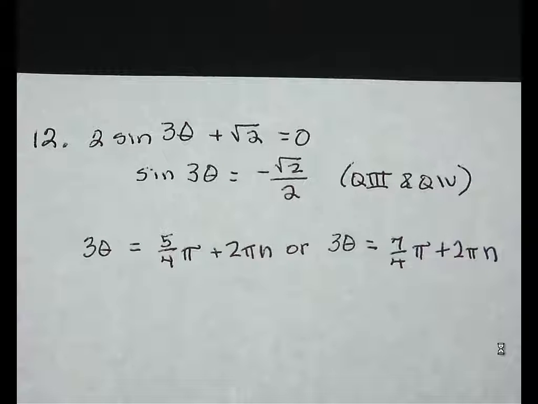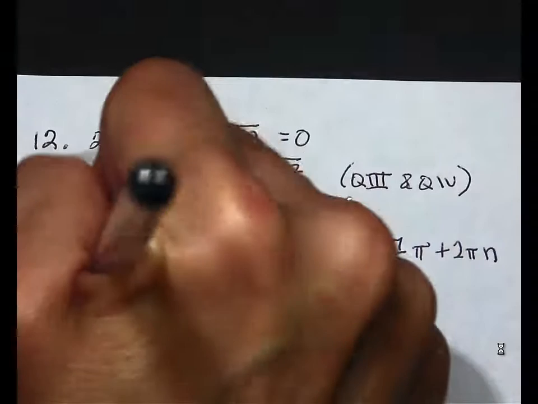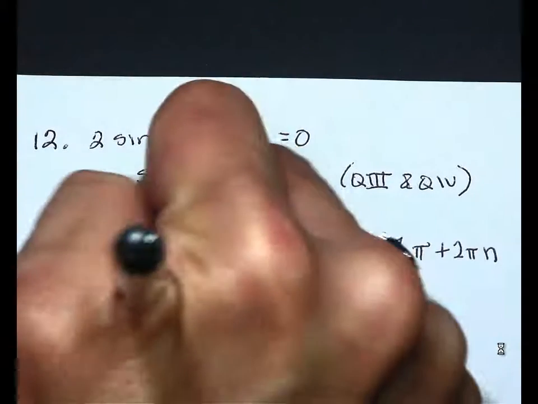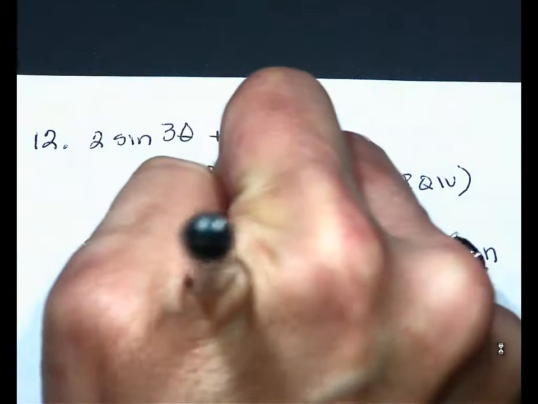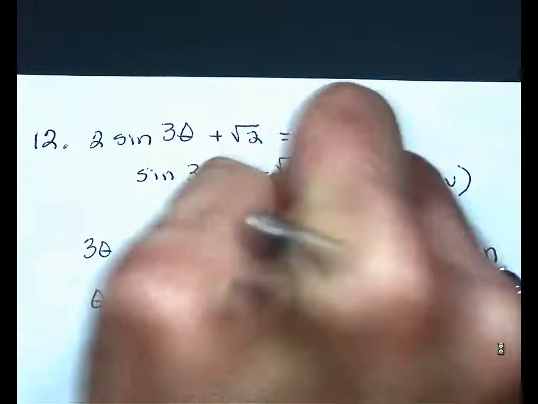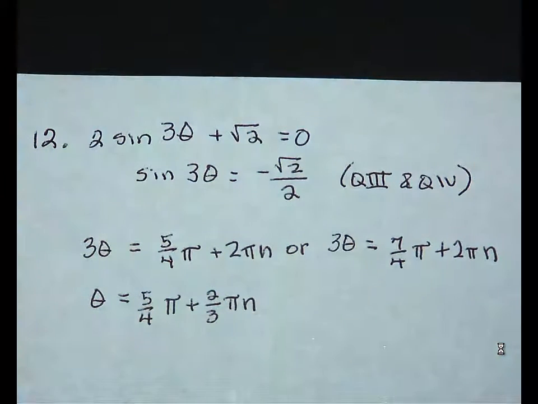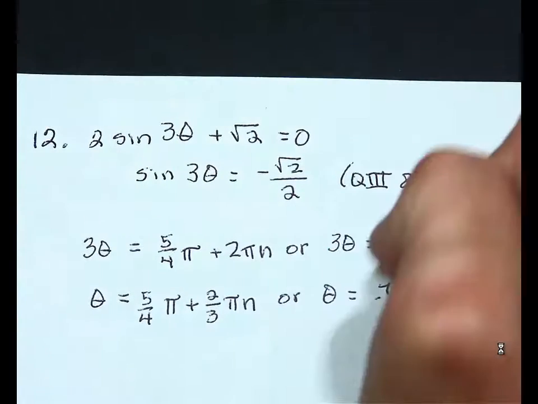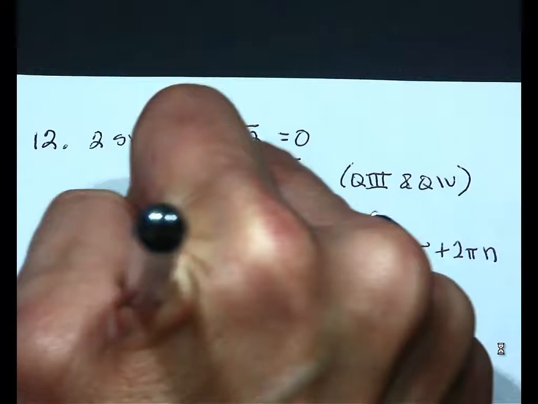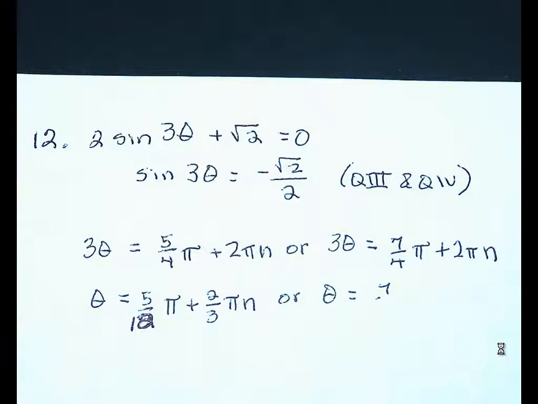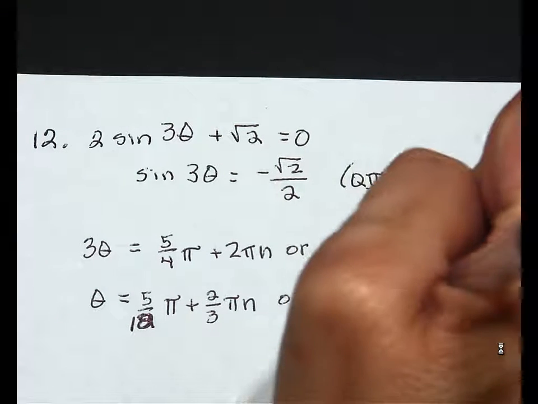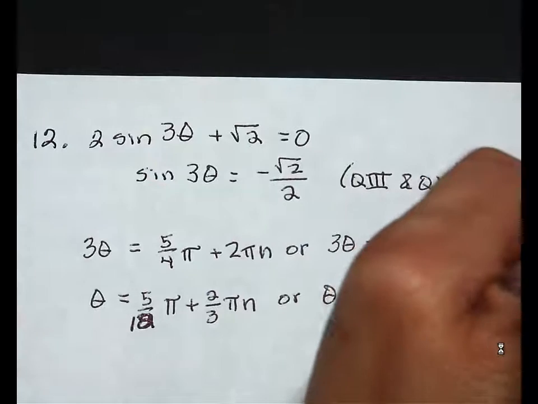And then one last step, how do I solve each of those equations for theta? Divide by 3. And make sure you divide every term by 3. Theta equals 5/12 pi plus 2/3 pi n, or theta equals 7/12 pi plus 2/3 pi n.